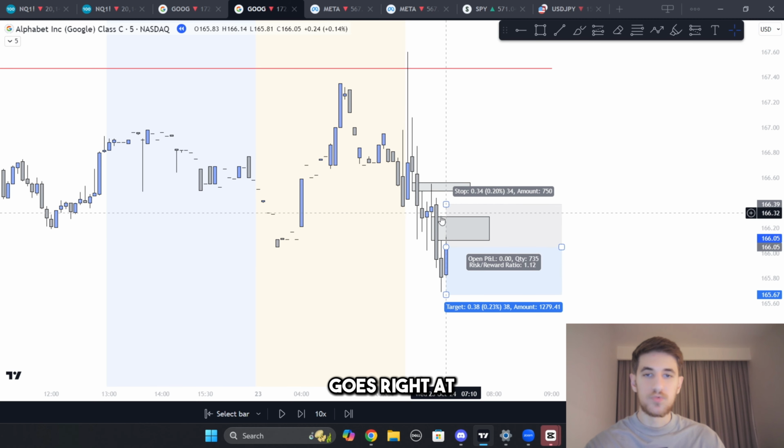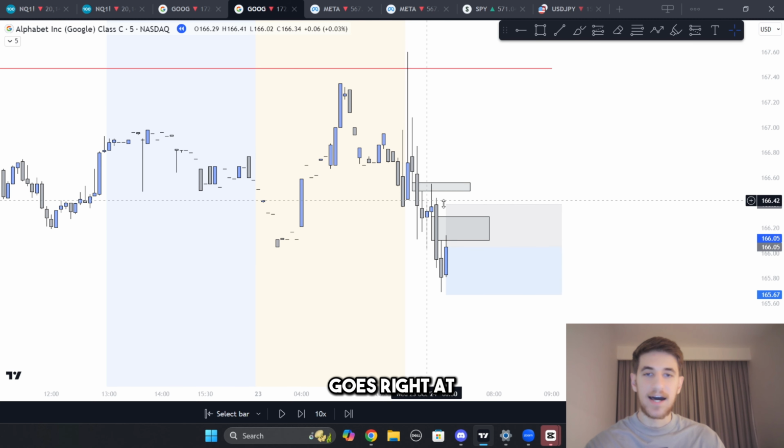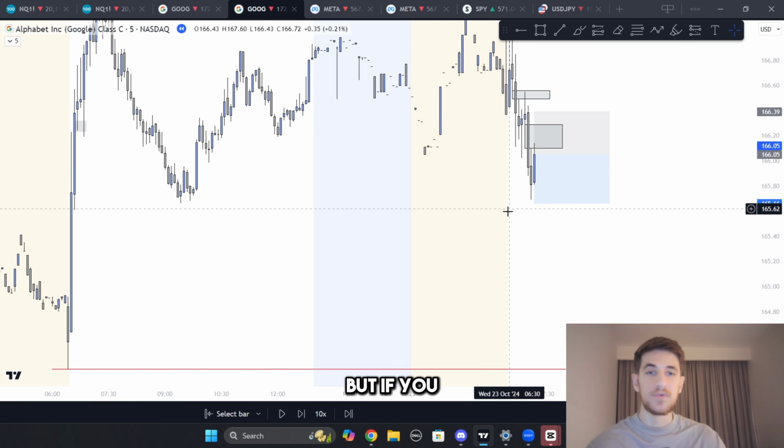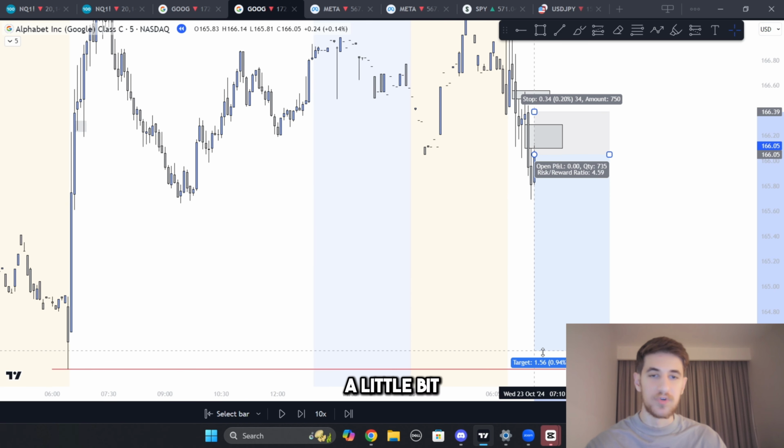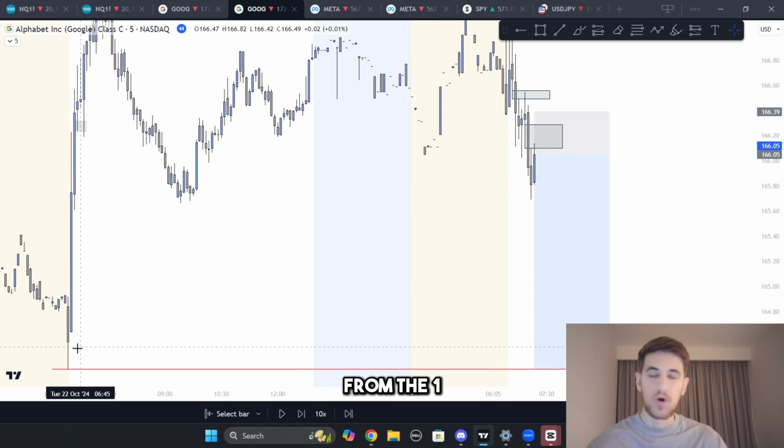Again, stop loss goes right at the high of the middle candle, and we're going to target the next level of liquidity, which in this case is right over here. But if you want to be even more extreme and a little bit riskier, you can go for that level from the 1-hour time frame.